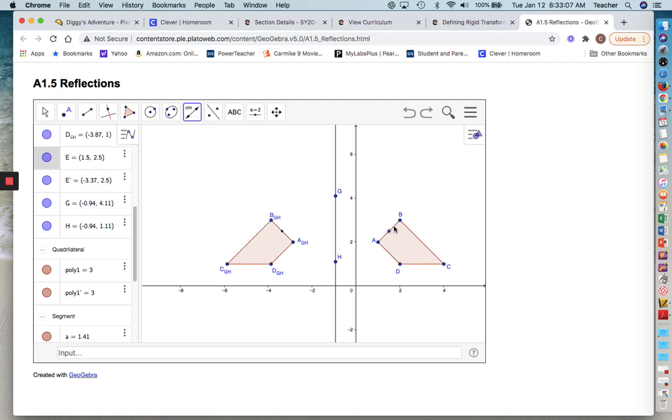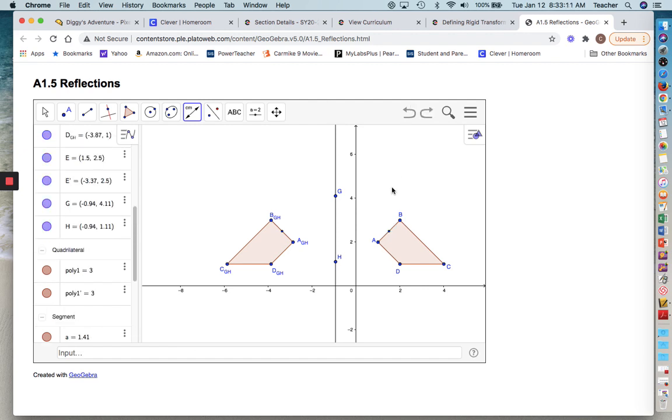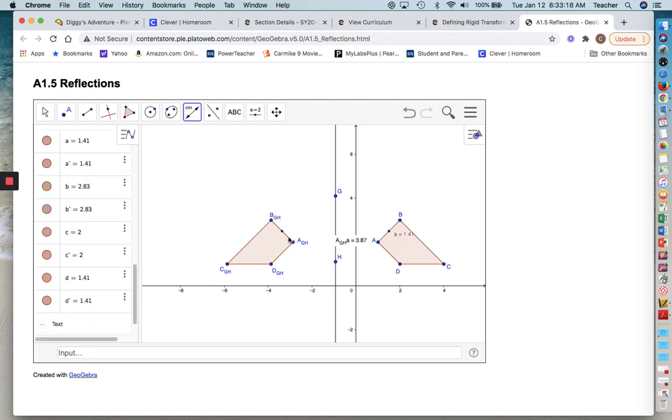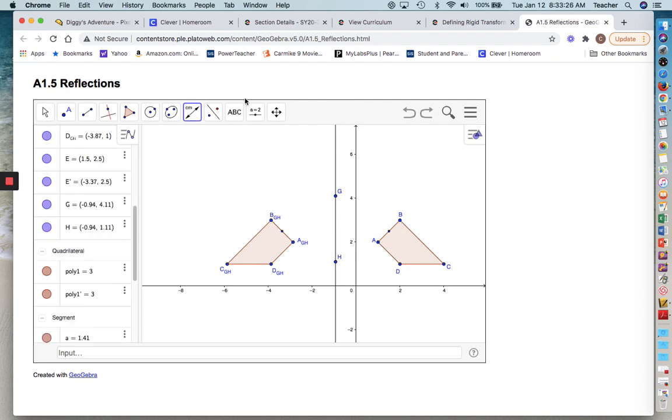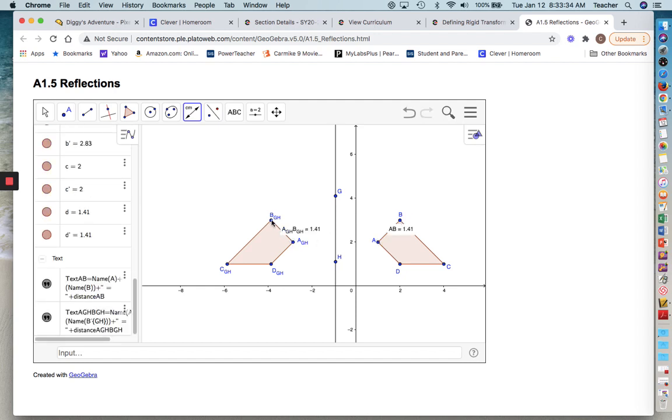So AB. Oh, undo. Let me fix that. I thought I was looking at that point. All right, 1.41. AB over here. It keeps giving me the wrong thing. Let me do this better. So I'm going to click the dots. A to B, 1.41. A to B, 1.41. Okay, there we go. That's better.